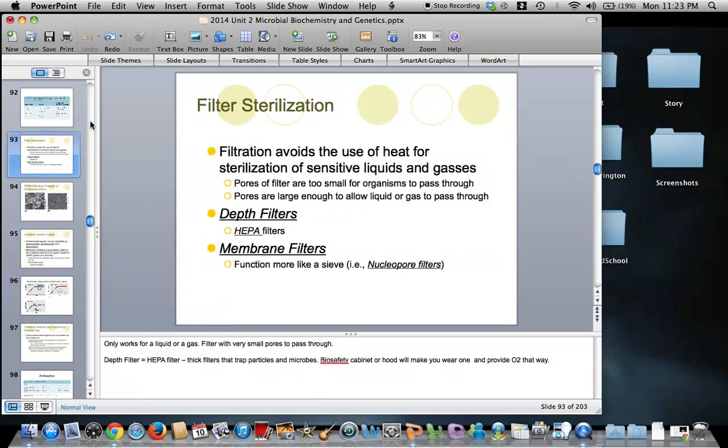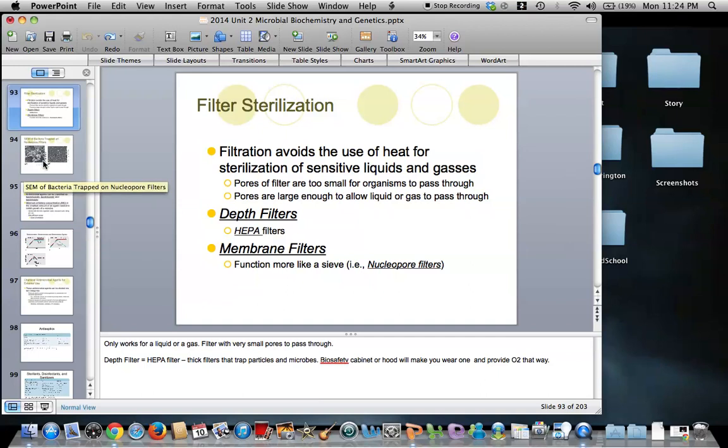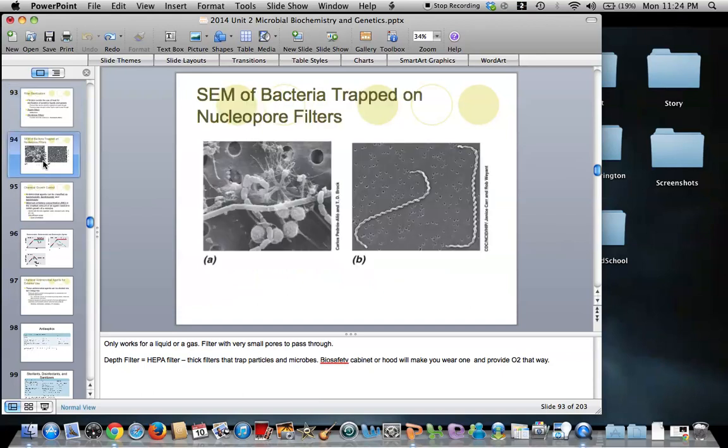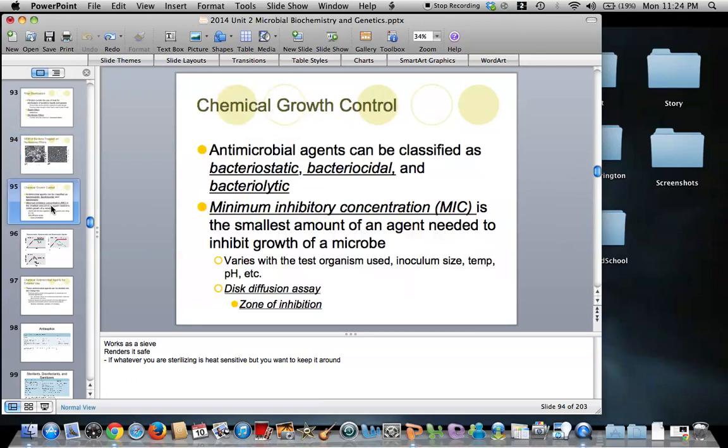Filter sterilization works by essentially having pores that are too small for these organisms to pass through, but that liquids and gases can go through. A depth filter would be a HEPA filter. HEPA filters trap the microbes and they supply you with oxygen so you don't contaminate your sample. And then a nuclear pore filter works more like a sieve, letting some stuff in and not letting other stuff in. So this is the nuclear pore working like a sieve.